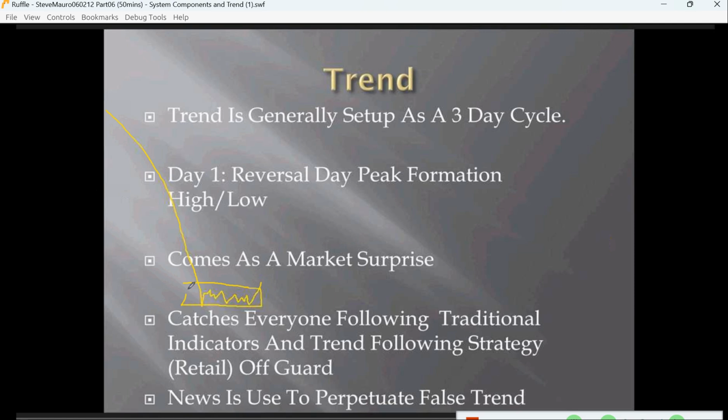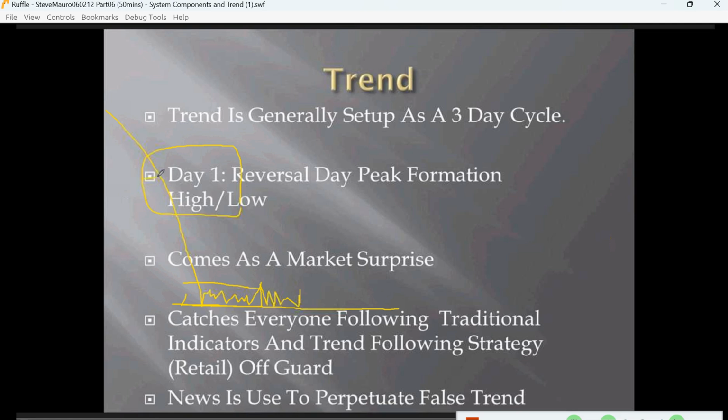So when he puts the brakes on and doesn't hit another pip below and holds this level, that's a pretty good sign that you are in day 1 reversal. The dealer has applied the brakes and has caught everyone following traditional indicators off guard. The news, non-farm, Geithner, whatever, FOMC, the traditional things that come out are used to perpetuate the false trend.